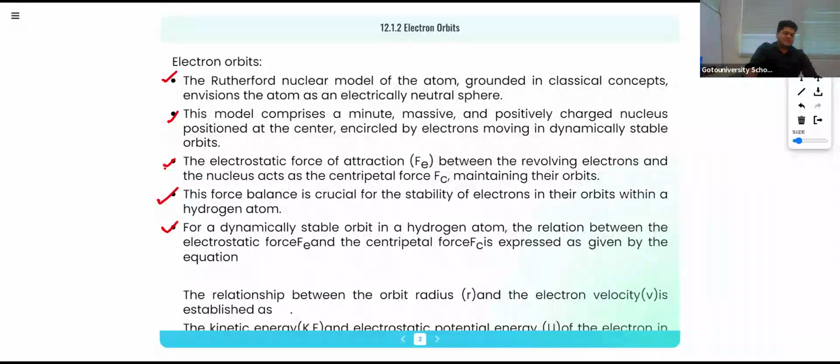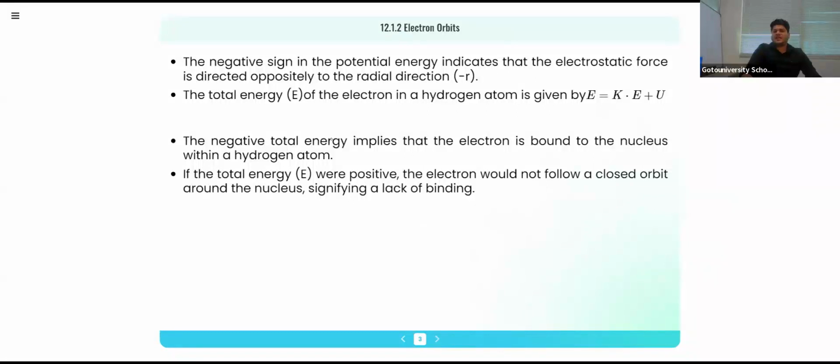For a dynamically stable orbit in a hydrogen atom, the relation between the electrostatic force and the centripetal force is expressed as given by the equation. The relationship between the orbit radius and electron velocity is established, giving the kinetic and potential energy of the electron. The negative sign of the potential energy indicates that the electrostatic force is directed oppositely to the radial direction.